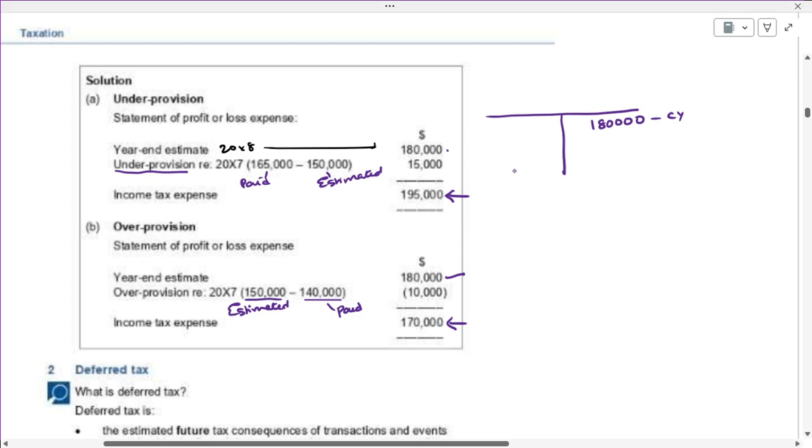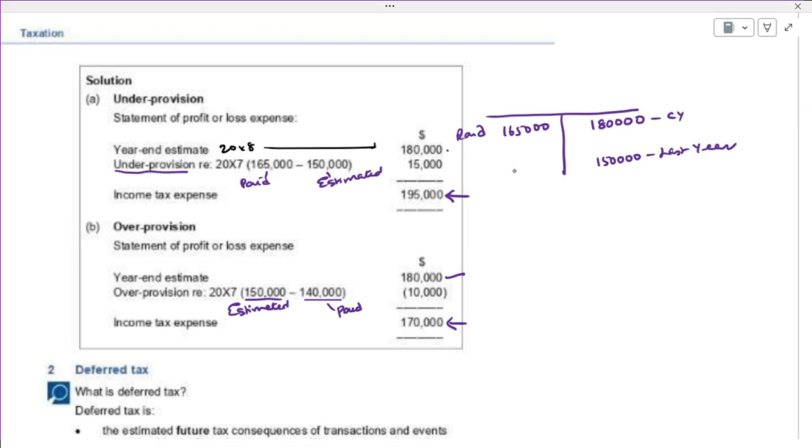Last year we estimated less. How much less have we estimated? This is the 150, last year. How much have we paid? We have paid 165.